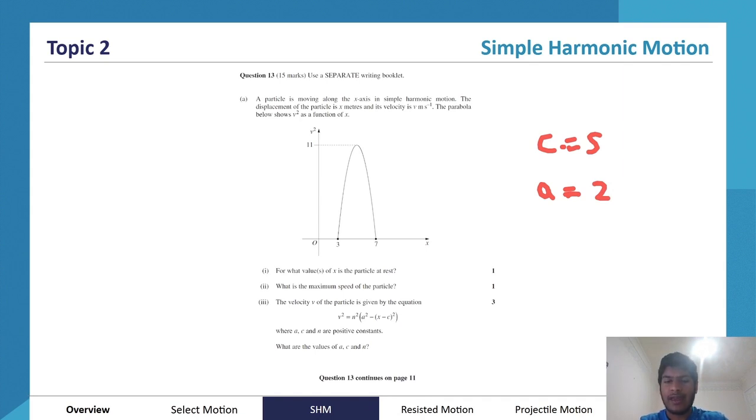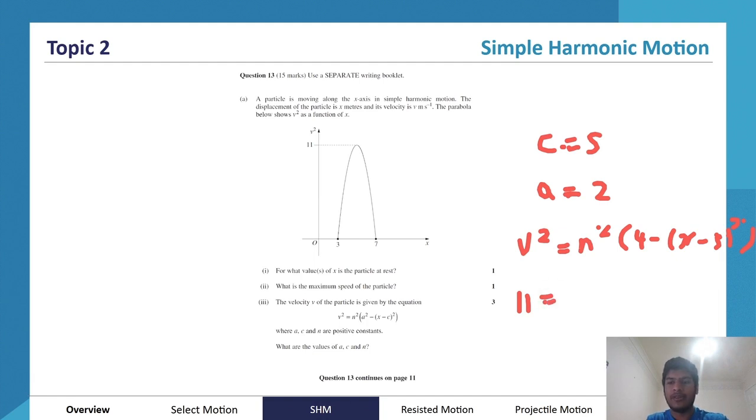What's the value of n? This is where things get a bit more interesting. This is when we're going to have to use potentially the actual formula itself. So we're going to say v squared equals n squared times (4 minus (x minus 5) squared). Right? We're going to plug in v squared equals 11, right? That occurs at the center, at x equals 5.